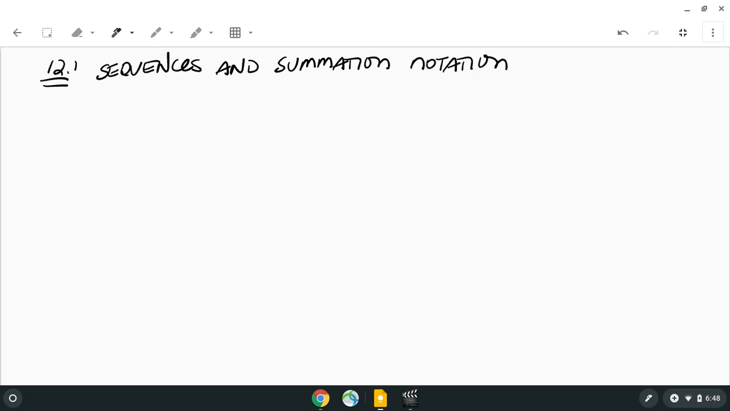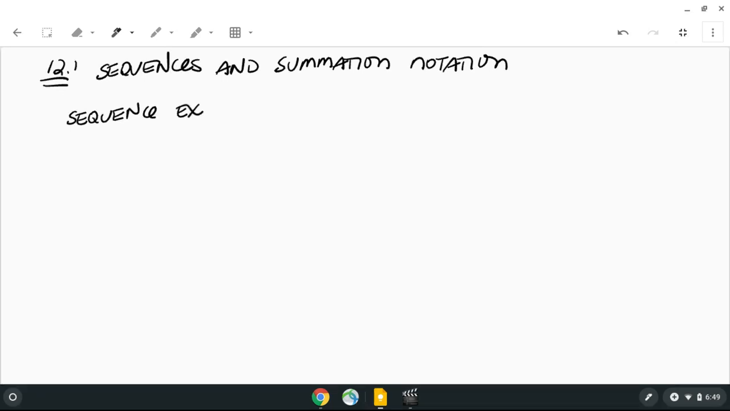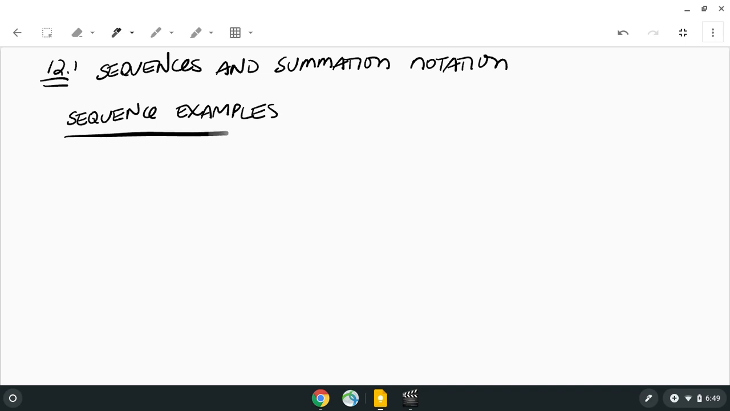Okay, so instead of starting off with a formal definition of what a sequence is, let's go ahead and take a look at some examples of sequences. Then we'll talk about the formal definition of what a sequence is. Okay, so sequence examples. And then that way the definition will probably make a little more sense.